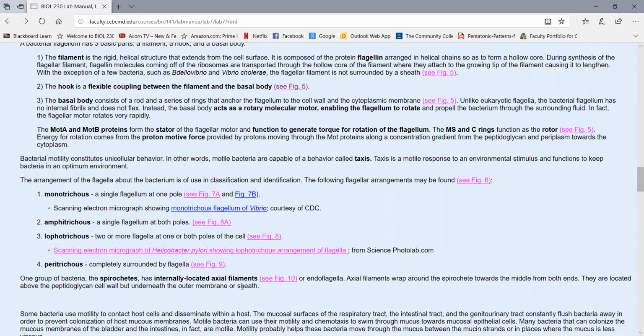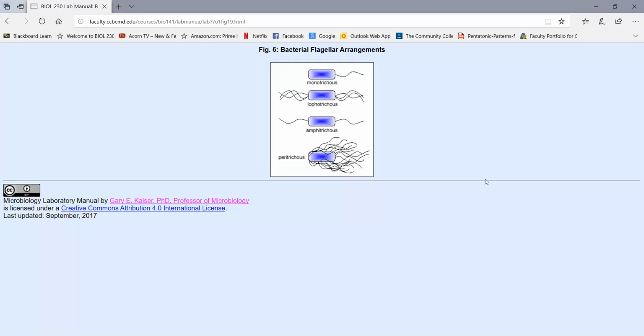We also learned that bacteria have a number of arrangements of flagella, and that can be helpful in their classification and identification sometimes. So the arrangements we learned are, as we see in figure 6, monotrichous, a single flagellum at one pole; lophotrichous, two or more flagella at one or both poles; amphitrichous, a single flagellum at both poles; peritrichous, where the organism is surrounded by flagella.